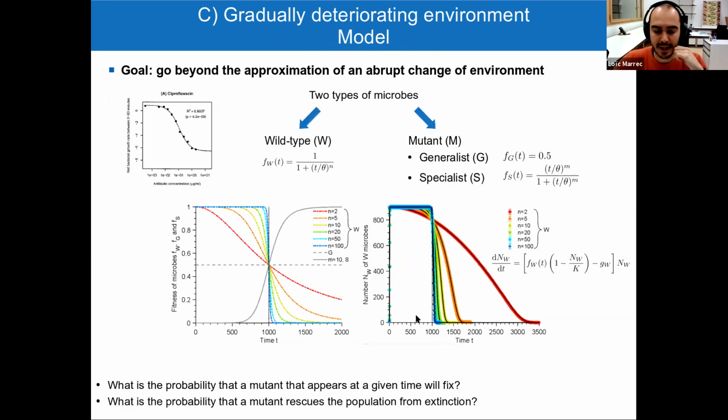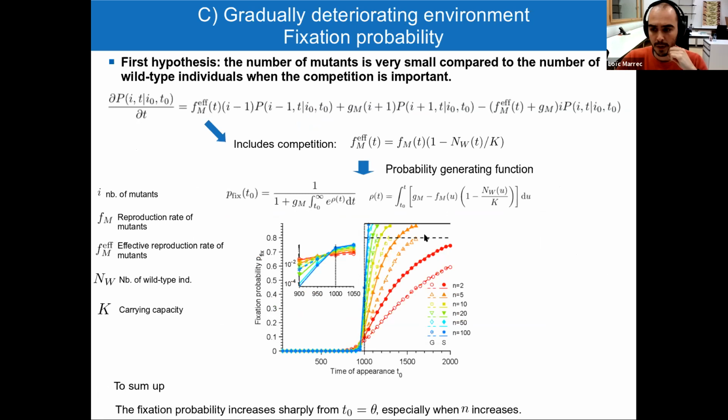And so, just to remind you, this is the inflection point. So it is when the population size starts decreasing. Okay. So it makes sense that a mutant is more likely to fix if it appears after the inflection point, because then the demographic pressure is lower.